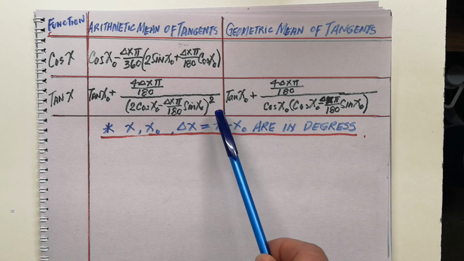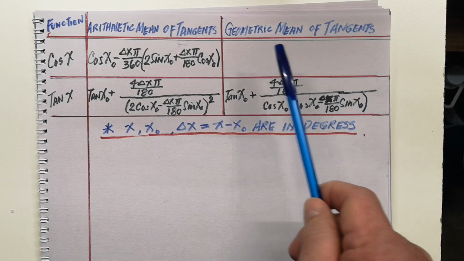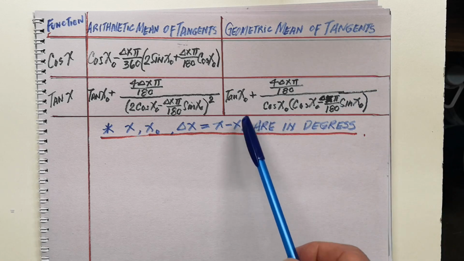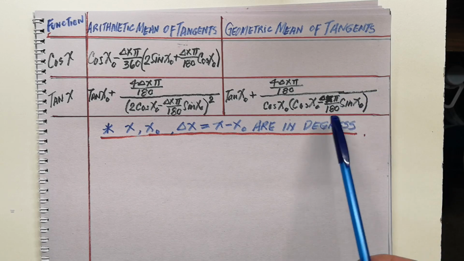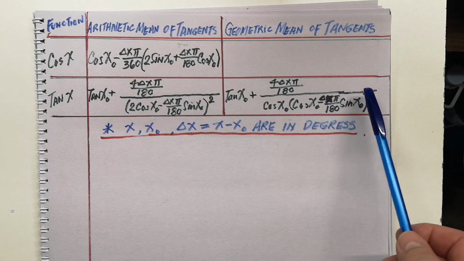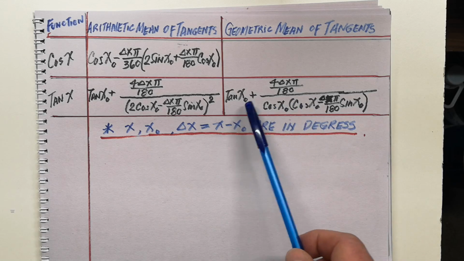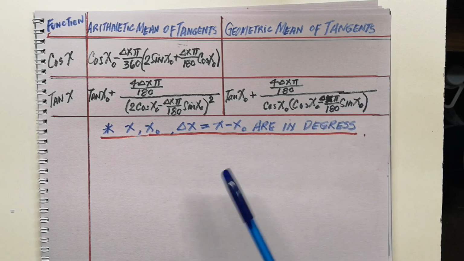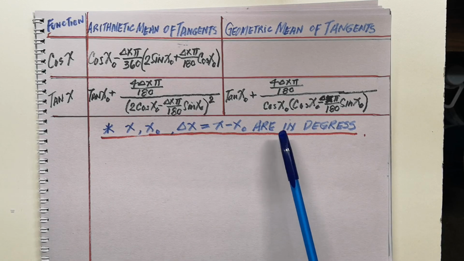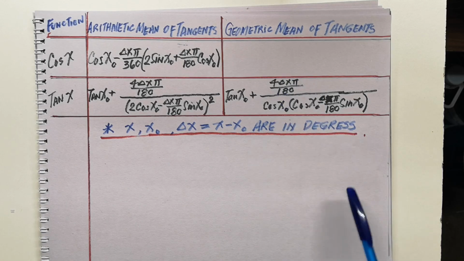See, note you have a square here but you don't have a square there, because as in geometric means, you know, the derivative of tangent x is 1 over cosine square x. So that's how it's convenient to use the geometric mean in finding the modified form of this formula. So note that x sub 0 and delta x are all in degrees because we already included the pi over 180 here.